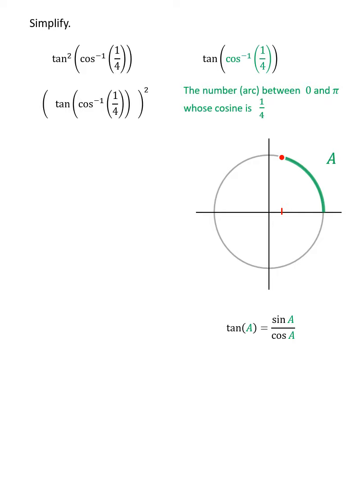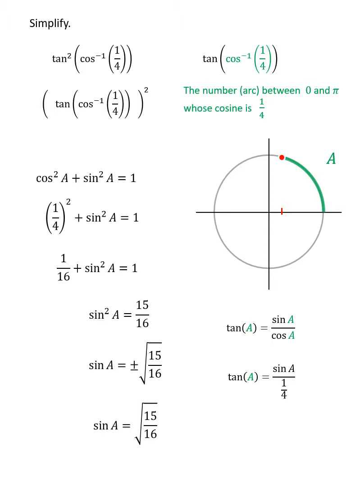So if I can find the sine and the cosine of that arc, then I'll be able to find the tangent. Well, I already know that the cosine, or the x-coordinate, is 1/4. So now I have to find the sine of that arc. Well, to find the sine of that arc, or the sine of A, I can use my main Pythagorean identity, plugging in 1/4 for the cosine, and doing all of the usual algebra here. I won't explain each step. Hit pause if you want to examine it more closely, and I'll proceed.